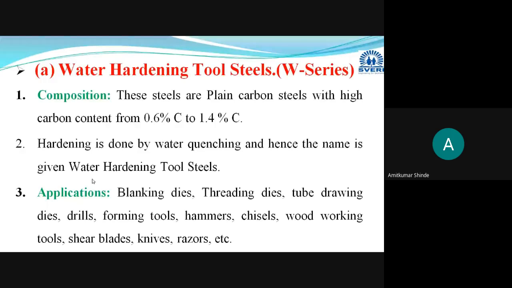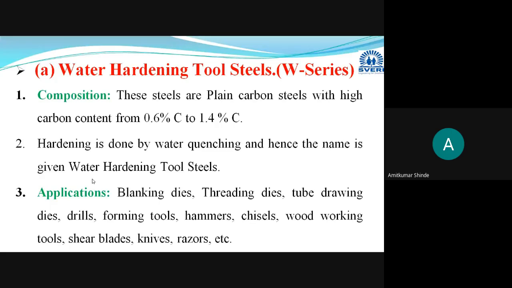It is a plain carbon steel containing a carbon percentage within the range 0.6% to 1.4%. Clearly you can see that these are plain carbon steels having a high percentage of carbon, or simply you can say that these are high carbon steels. Carbon percentage will be more than 0.6%. That will be your composition: plain carbon steels with high carbon content of 0.6% to 1.4%.